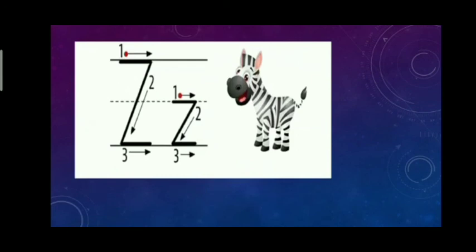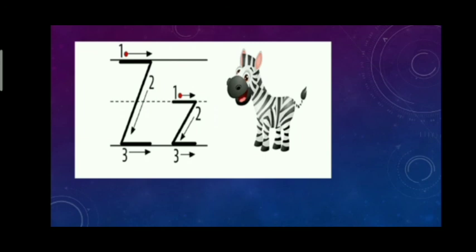Now the last letter is Z, also called Zed. Zed is the correct pronunciation of this. Starting from the red dot, sleeping line, slanting line, sleeping line, observing the numbers and the arrows. Small z, starting from the red dot, sleeping line, slanting line, sleeping line. Same as capital Z, it is between two lines.